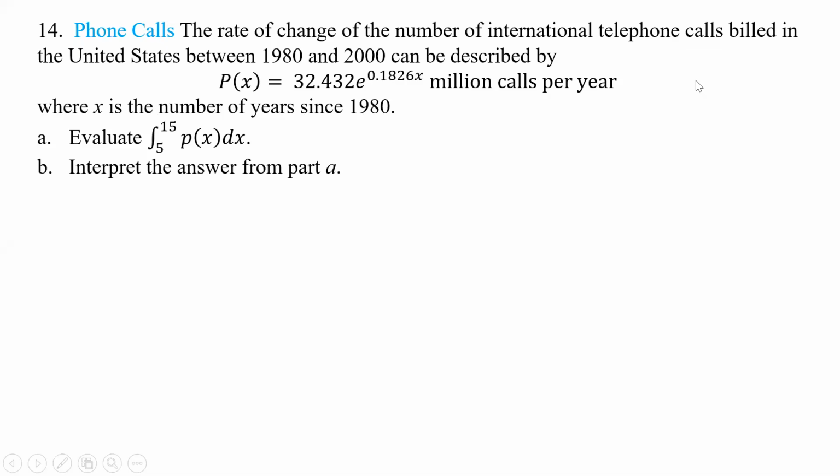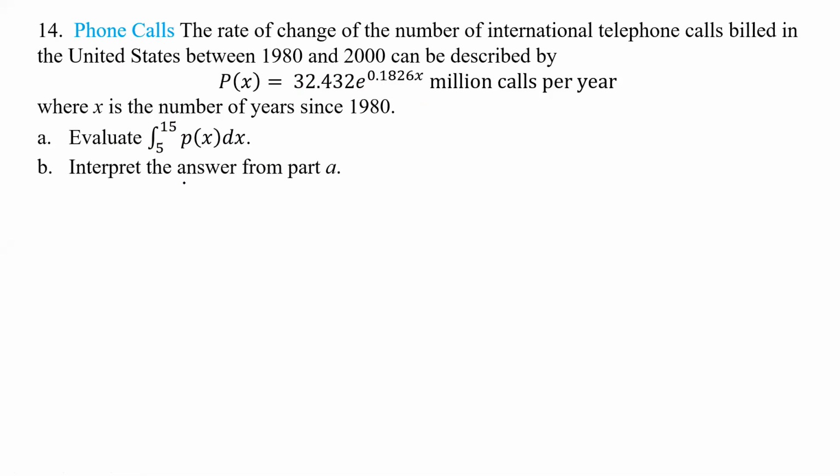Okay, so on this one, the rate of change of the number of international telephone calls billed in the US between 1980 and 2000 can be described by this function p of x, where x is the number of years since 1980. So we're supposed to evaluate the integral from 5 to 15 of p of x dx. So we're supposed to basically take the integral of this, all right?